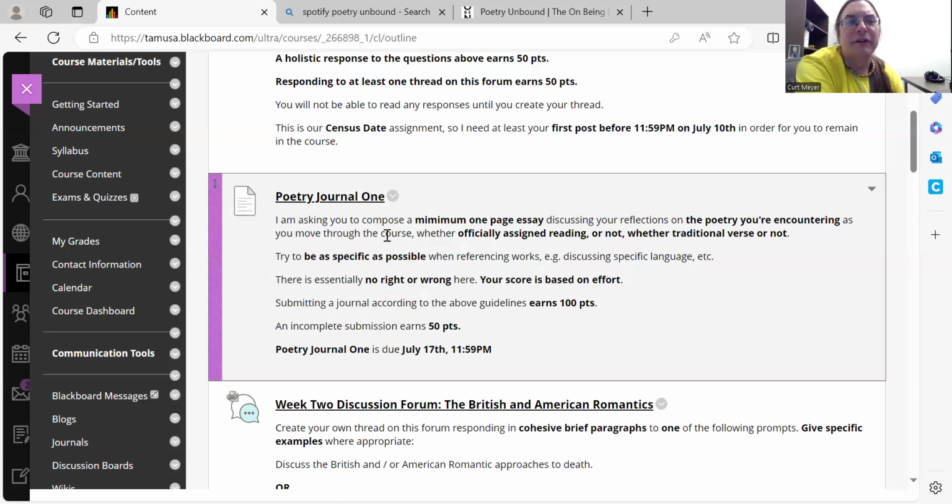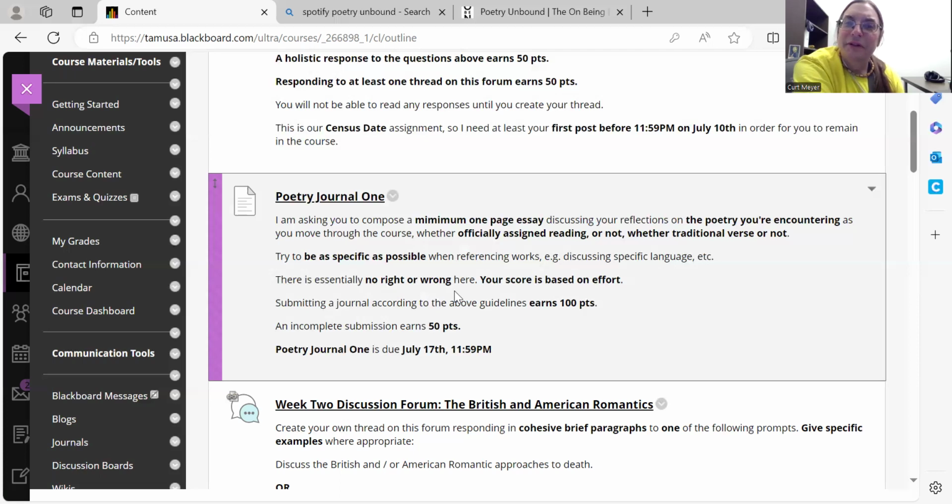What I'm asking you to do for this is to write a cohesive one-page double-spaced essay, basically thinking about and exploring what you've been reading in terms of poetry, be it what we're reading for a class or what you've been reading on your own, and really talk about how that's affecting you and what you're thinking about it, and try to be specific, quote some language and talk about the language, right? I'm only asking for a page, and you're going to get 100 points essentially for doing it.